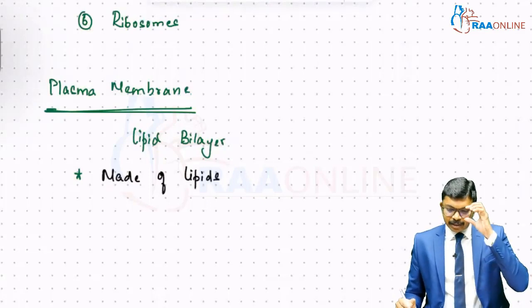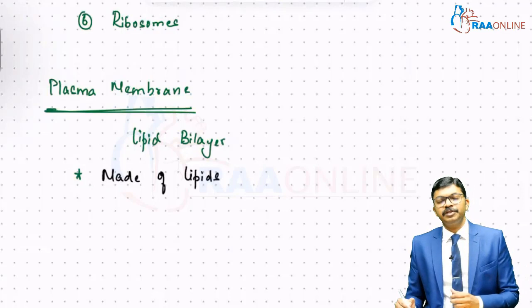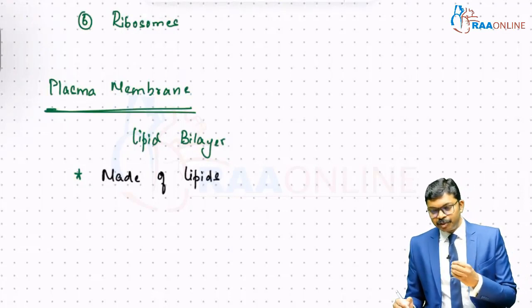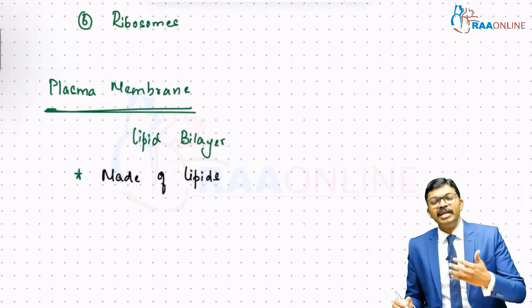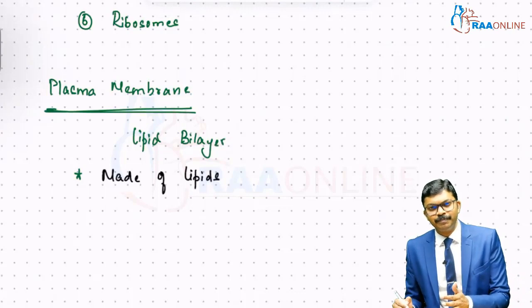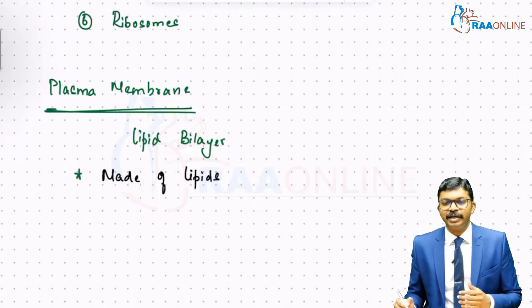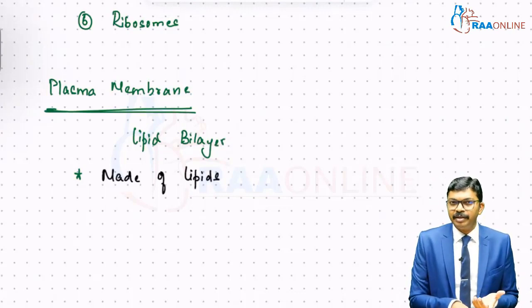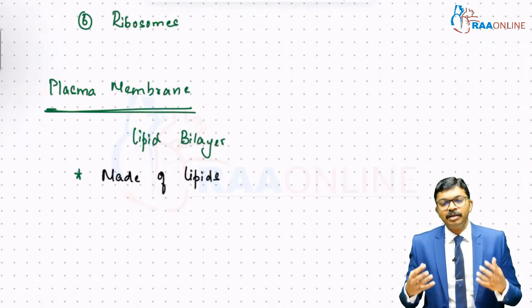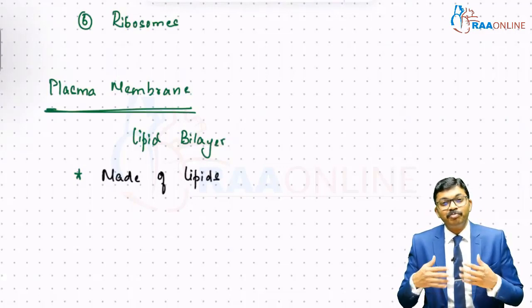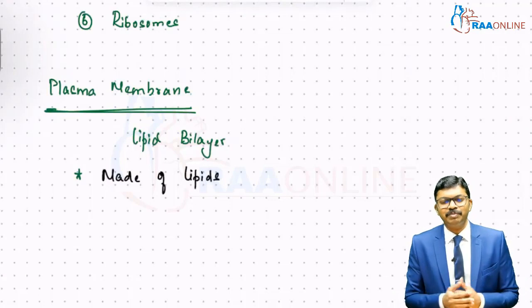But when it comes to composition, the composition of proteins far exceeds the composition of lipids. It looks paradoxical, isn't it? You know it is made of lipid, but we are all saying that the membrane has got more amount of proteins than lipids. How does it work, man?